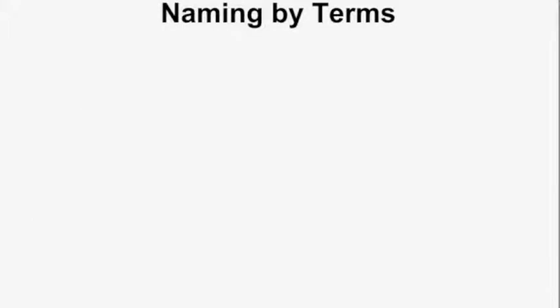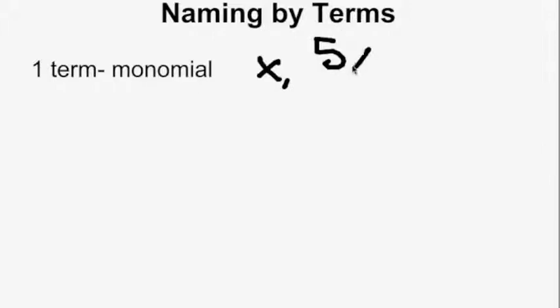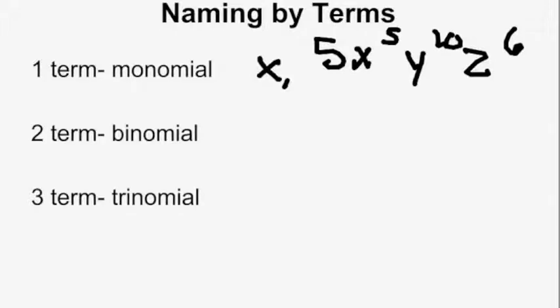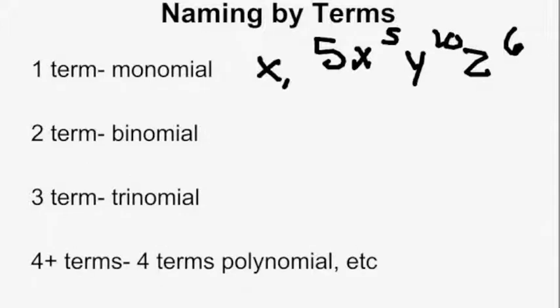So the first way to name polynomials is by their terms. A one-term polynomial is called a monomial. Examples of monomials are x, simply, or you can have long monomials such as 5x to the 5th, y to the 10th, z to the 6th. So that's a monomial. 2 terms are called binomials, 3 terms are called trinomials, and for 4 terms, there's no special name, so you call them 4-term polynomials.